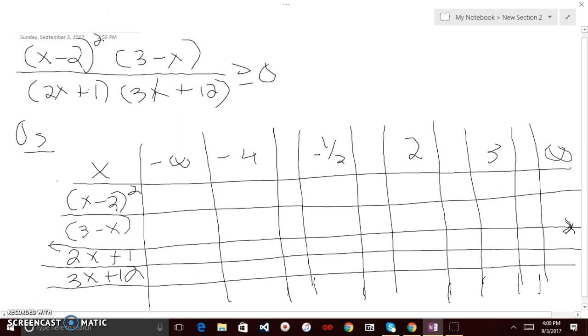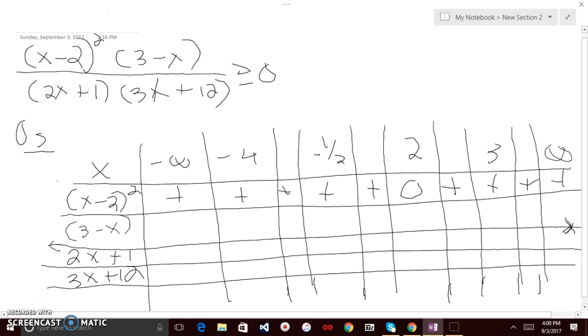The 0 was, we said, 2. Because it's squared, it doesn't matter what sign it is. It's always going to be positive, whether or not it's a negative, because you're going to square it. Negative times a negative is a positive. So everything is just going to be a plus on both sides of the 0.